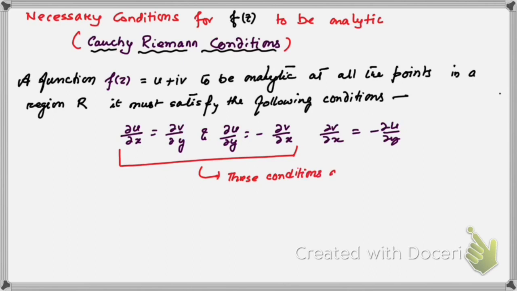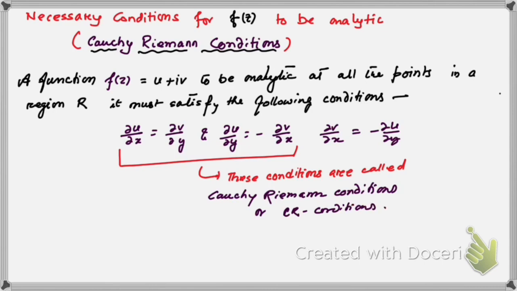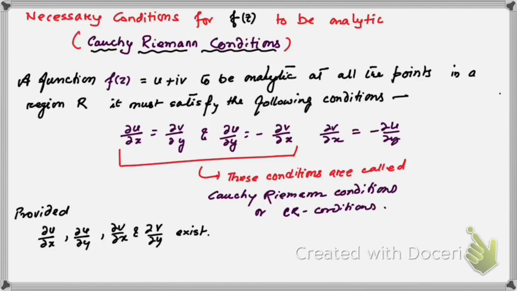Okay, Cauchy Riemann conditions. These are Cauchy Riemann conditions, or you can say CR conditions. So here, provided that these derivatives del u by del x, del v by del x, del u by del y, del v by del y exist. Okay, these derivatives exist. Now let me go to the next slide and let me prove these conditions.